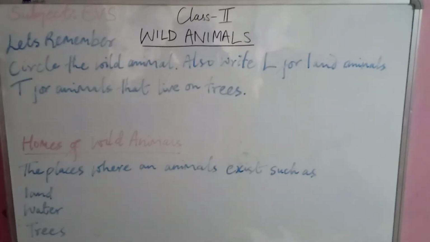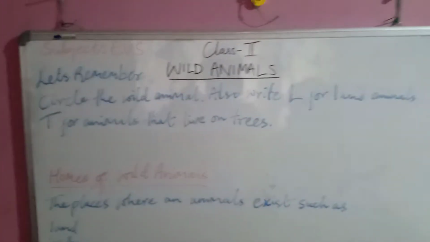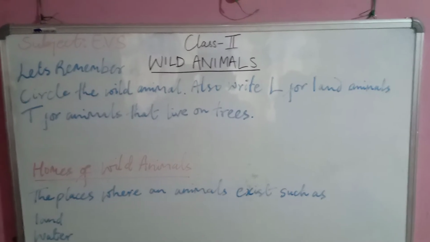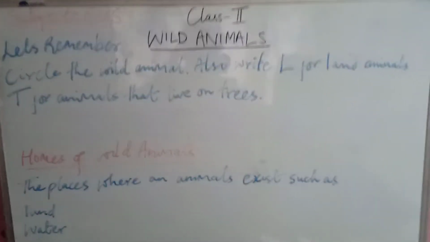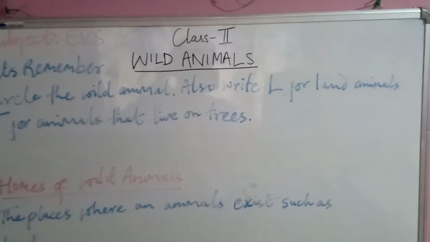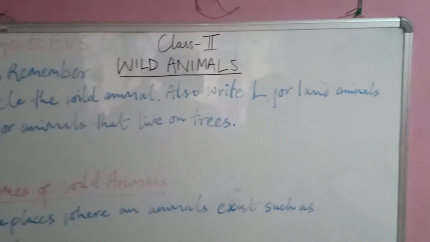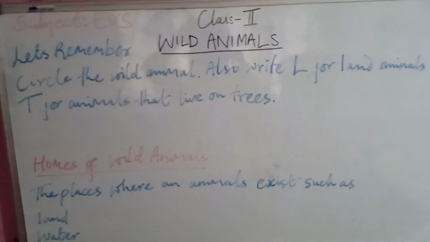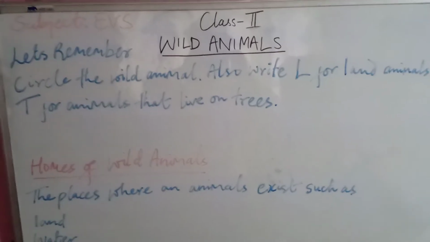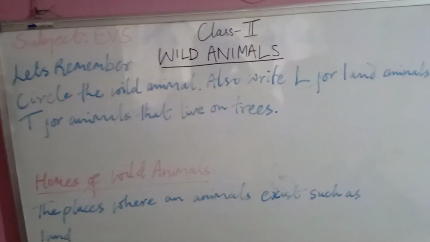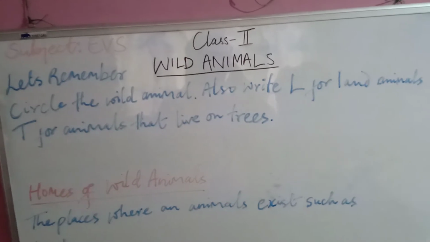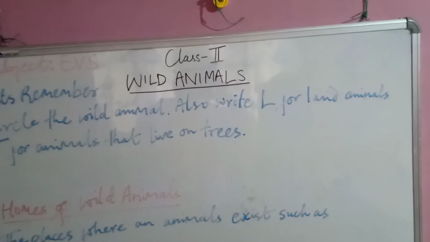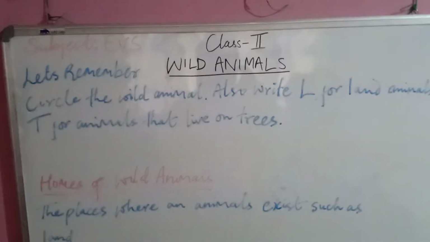So let's remember part. Okay, circle the wild animal and also write L for the land animal, T for animals that live on a tree. As you can see, there is a picture of a lion, horse, bear, owl, cow, and giraffe. From that you have to find out which are wild animals. Accordingly you have to circle them, and then write L whether that animal lives on the land, and T for those animals which live on a tree.